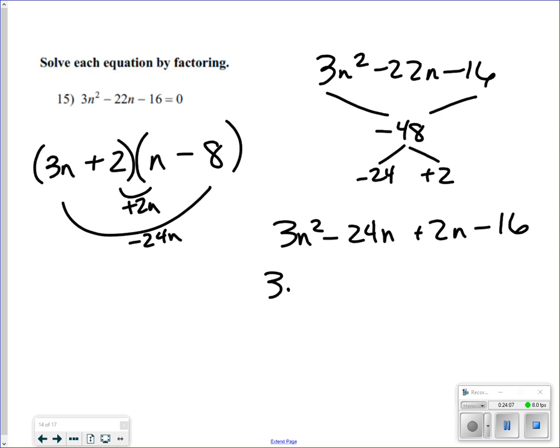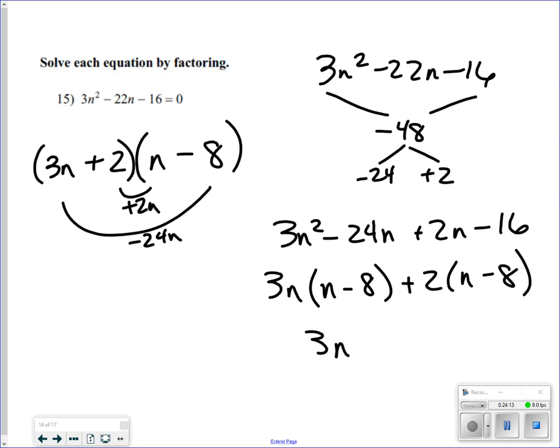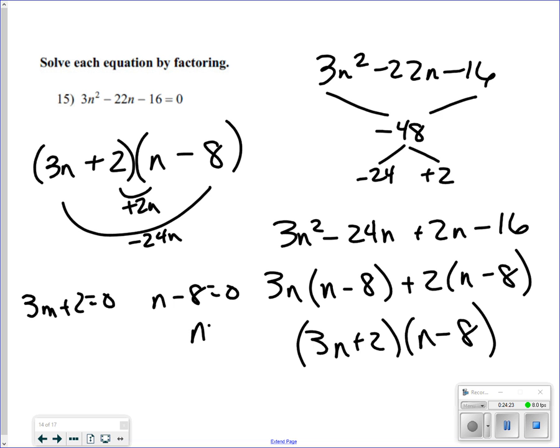Take the GCF of the first two. Take the GCF of the second two. Group the GCF and keep what's the same. Now let's get to the solving. So I'm going to set the factors equal to 0. So I'm going to subtract 2 and divide by 3.